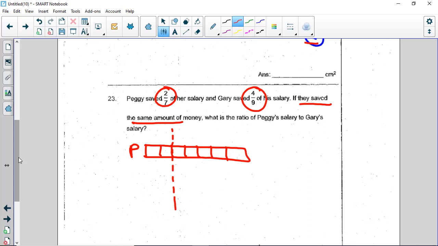So Peggy saved 2 boxes. Gary saved how many boxes? Until the dotted line, which is 4 boxes. And Gary has altogether 9 boxes. So you draw another 5 more: 5, 6, 7, 8, 9. See?